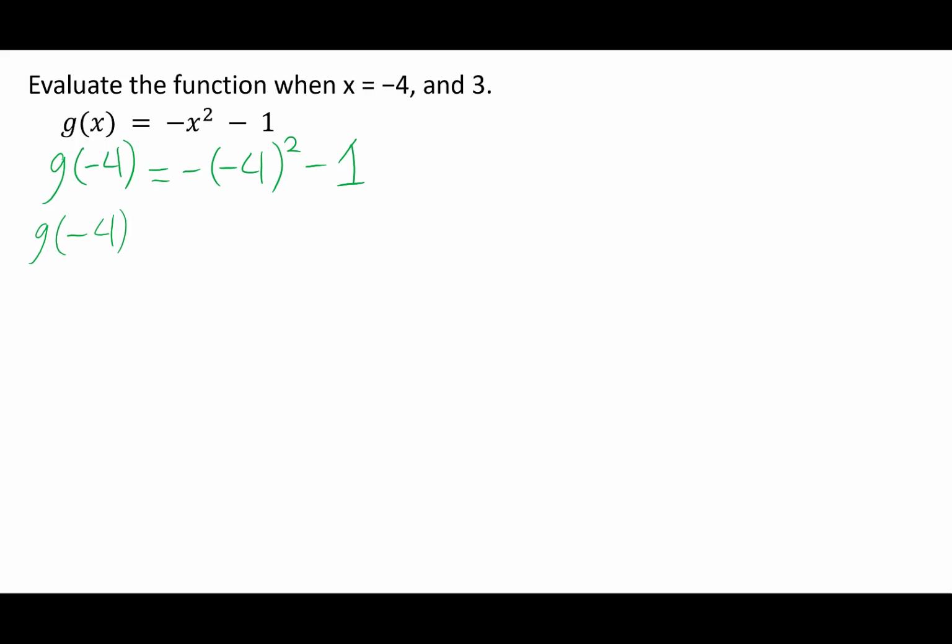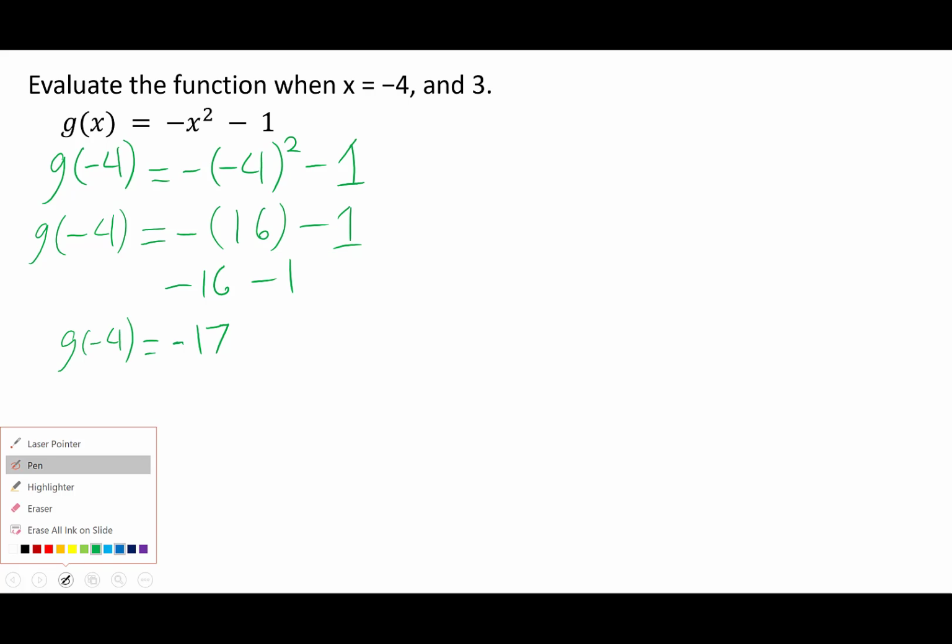So -4 squared is 16. That right there just tells me I've got a -16 minus 1, which is a -17. So g of -4 is equal to -17. So when x is -4, our y value is -17. That's terrible. Okay, so now let's look at when x is 3.